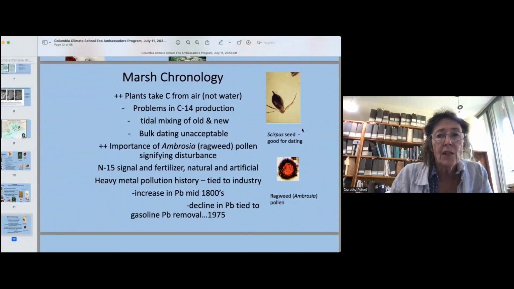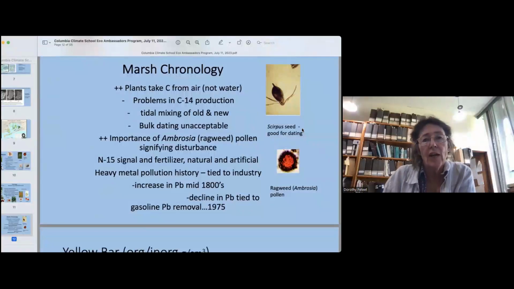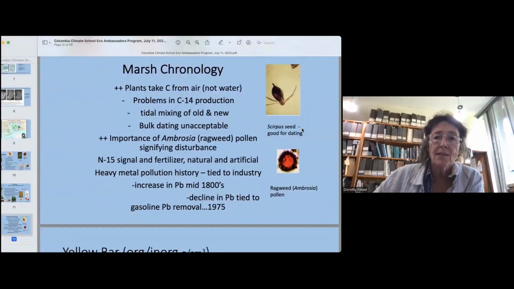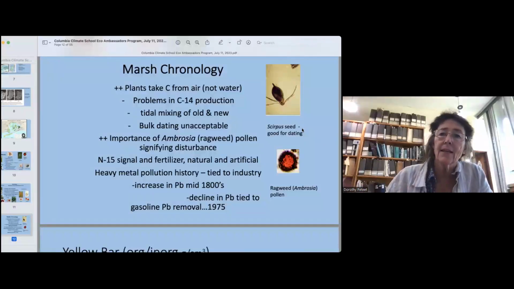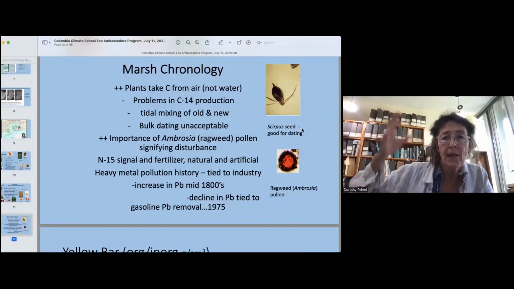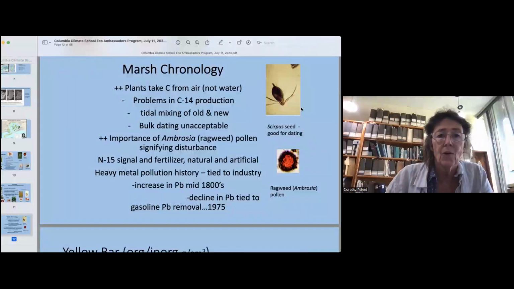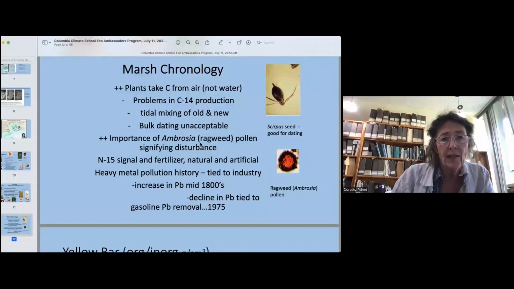For the age, we know that marshes are great for dating because the seeds, the plants, are taking their CO2 from the air. And if you try to date a shell in the ocean, it's taking its food from the water, which could be old, right? Because there's erosion. But a plant in the marsh is taking it from the air, so we know that the dating will be good. And here's our other markers, ragweed for colonial impact.